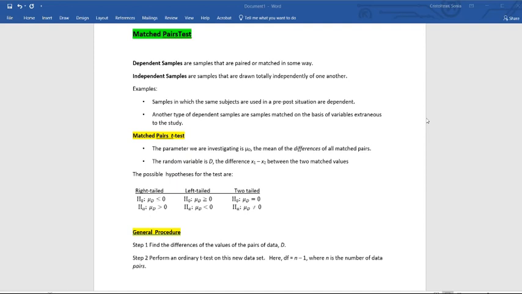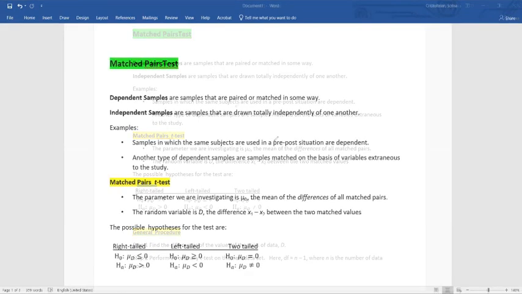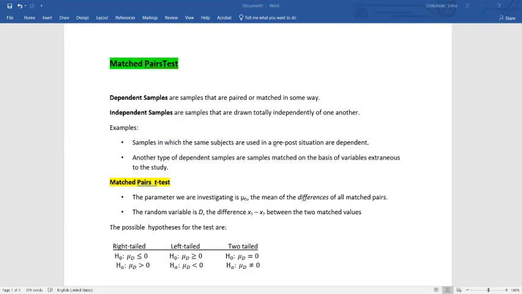These are samples that are paired or matched in some way, while independent samples are samples that are drawn totally independently of each other. Let's take a look at what we mean by dependent samples. For example, samples in which the subjects are used in pre-post situations are dependent. They are matched, right? Another type of dependent samples are samples matched on the basis of variables extraneous to the study. So as long as you see a way that the samples are matched, we are talking about dependent samples.